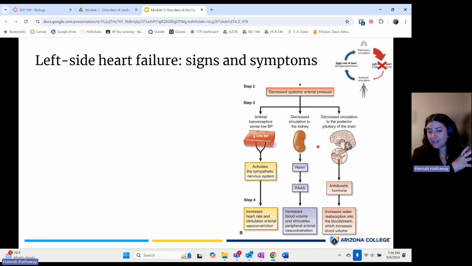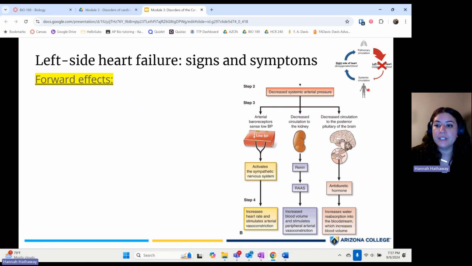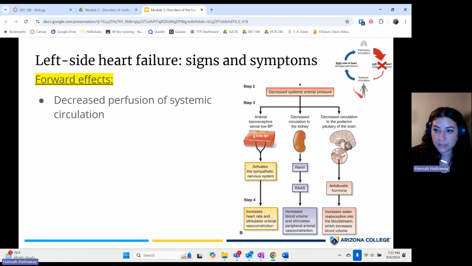Okay, so those are backside effects. For left side heart failure, all of the backwards effects were due to pulmonary edema, so fluid in the lungs. Now we're thinking about the forward effects. All of those forward effects are going to be due to decreased perfusion of the tissues. So the tissues in the rest of the body are not getting enough blood.